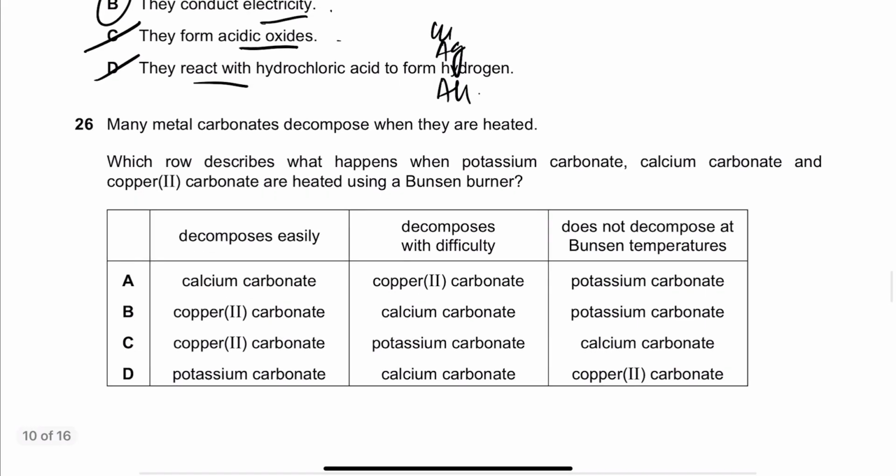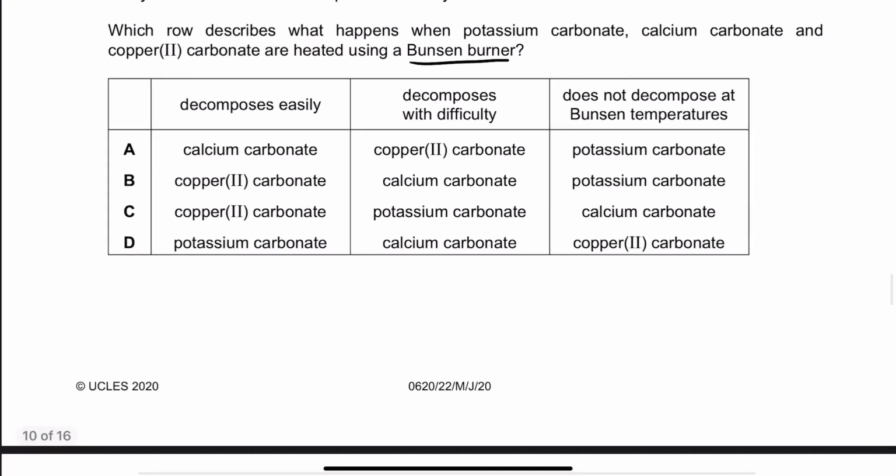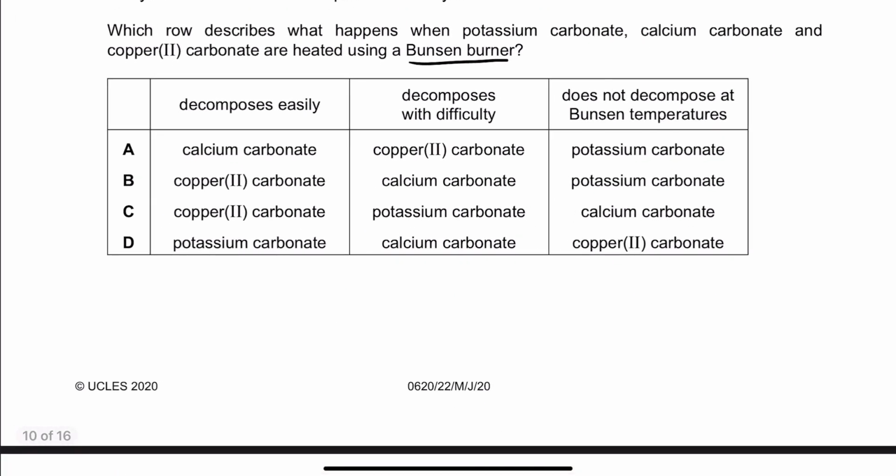Okay, now many metal carbonates decompose when they are heated. Which row describes what happens when potassium carbonate and this are heated with a Bunsen burner? Okay, so let's do this. Which one will decompose easily and which one will not? Even if you don't know this, look, A and D and B and C. B and C have the two of the same option. A and D has different option. What you realize, you can be cheeky here. You can literally just cancel A and D out. But let's confirm this stuff. We realize that decomposition of carbonates. Remember, I told you the more reactive the metal, the more stable the carbonate is.